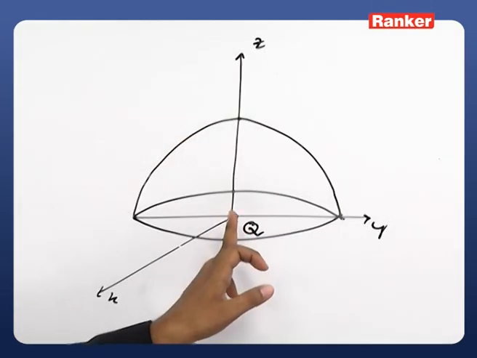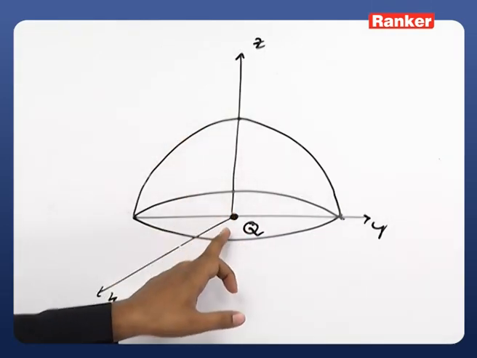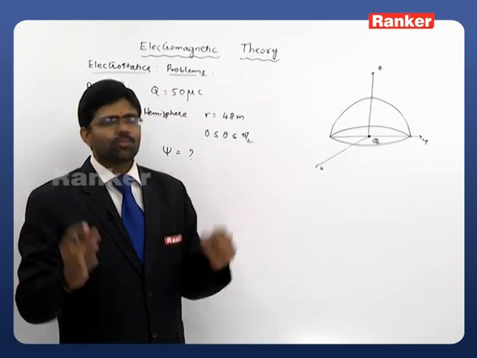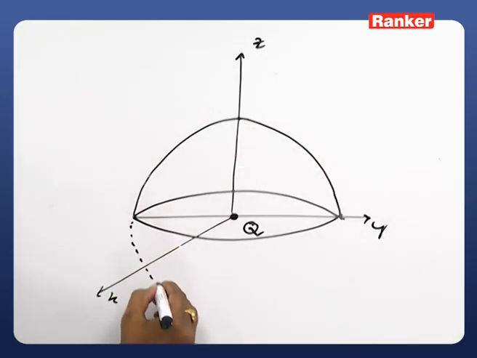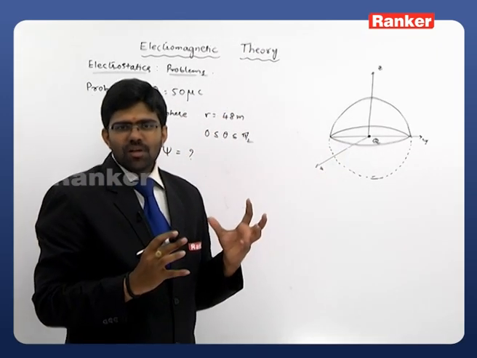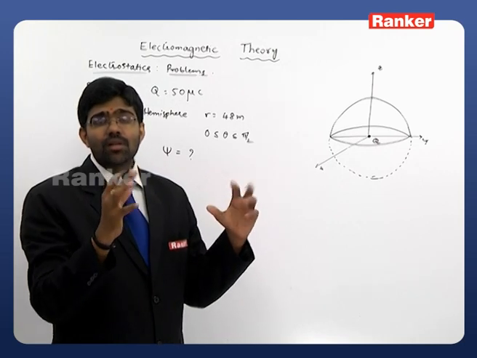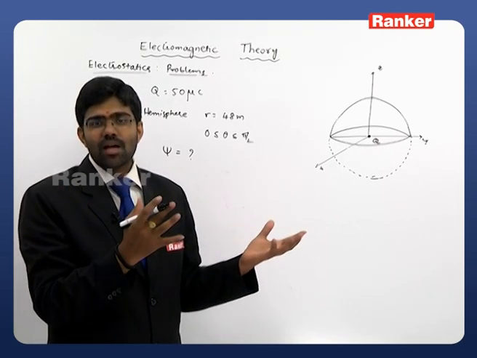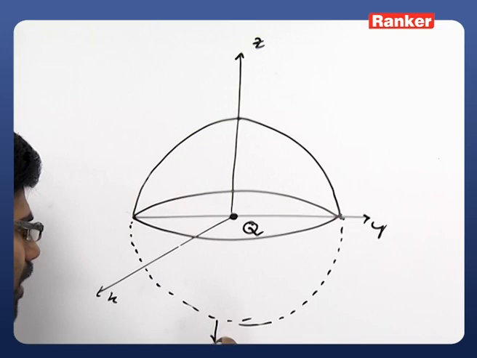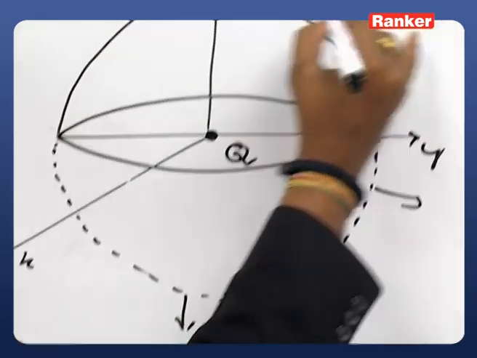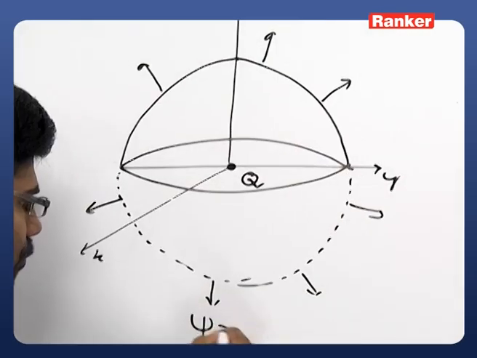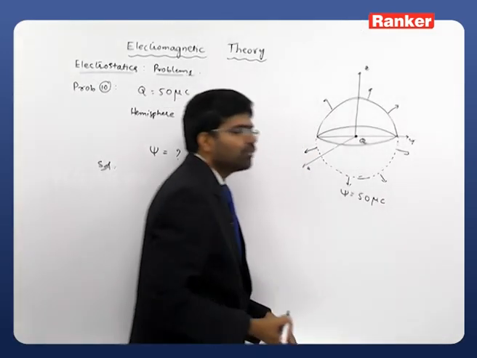A simple point charge is there, and because of this point charge, definitely some flux will pass through the surface we are considering. Let us assume the surface we are considering is a complete sphere. Because of that charge, what is the flux passing through it? Using Gauss law, the total flux leaving is equal to the charge enclosed. So the total flux passing through the complete sphere is the charge, that is 50 microcoulomb.